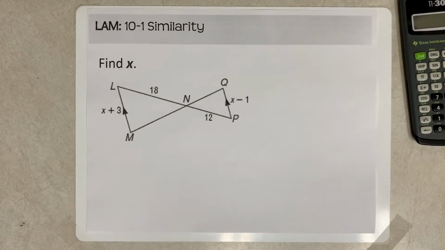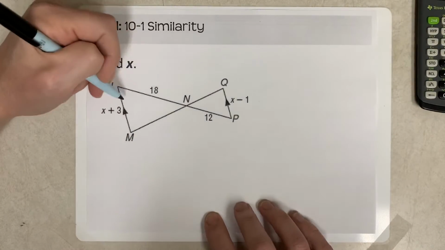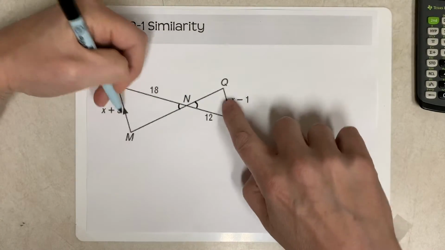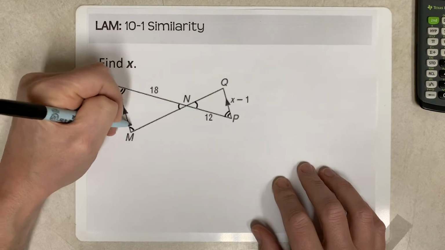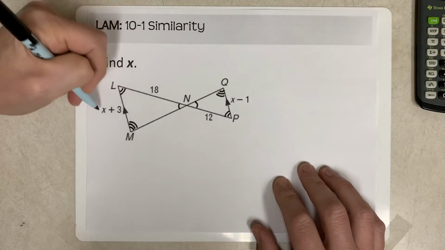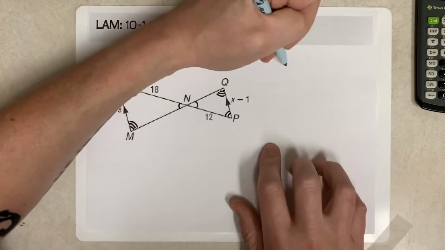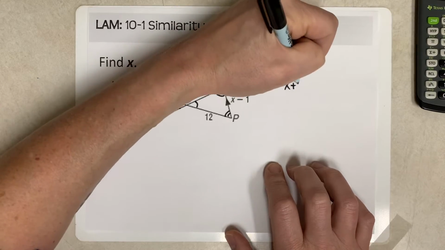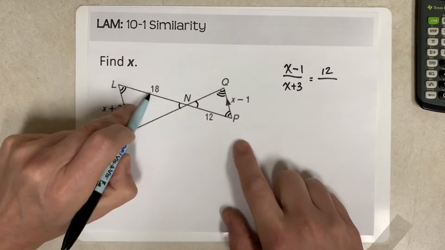Now these proportions can get a little bit trickier. This time we have, let's see, these two angles are going to match up. These are parallel. So this one and this one are alternate interior, and these two are alternate interior. All right, so let's go from a small triangle: x minus 1 over x plus 3 equals 12, small triangle, over big one, 18.